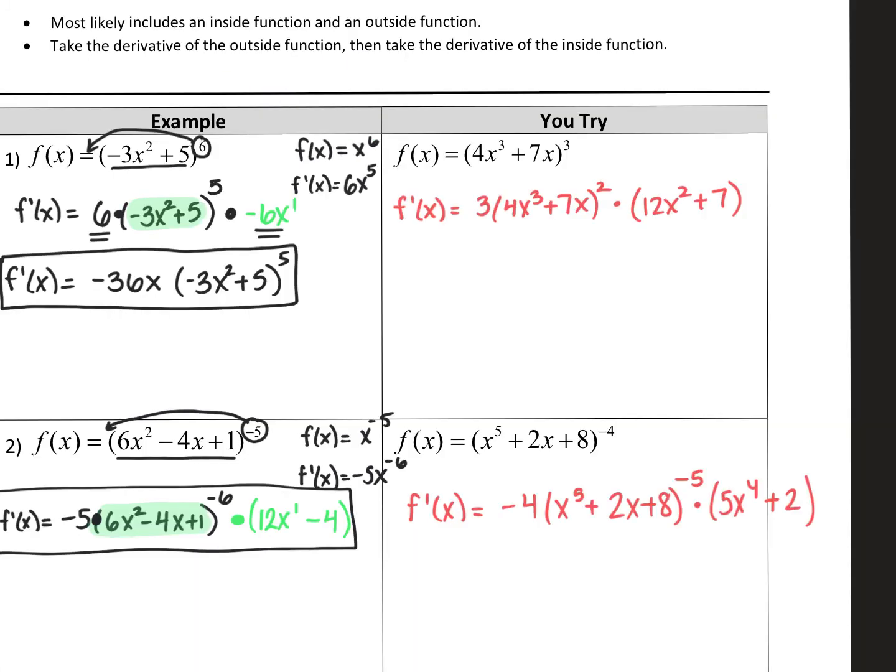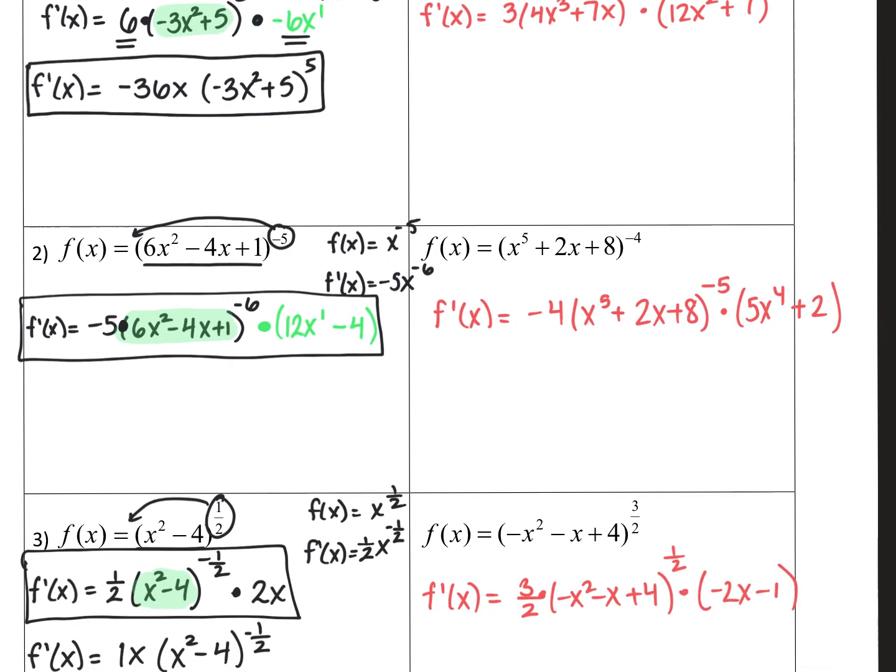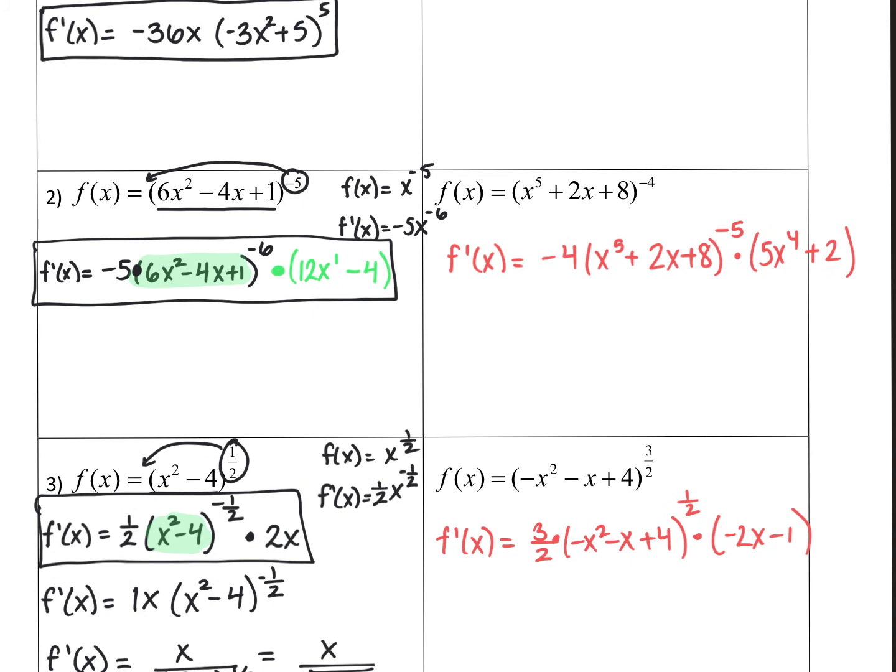All right, here are your answers. Just a couple things to note about the first one is that when you bring the power in front and then reduce the exponent, when you take the derivative of the inside, it's more than one term, so we're going to need parentheses around it. If you don't have the parentheses, it's technically not the right answer, so make sure you have that around this piece. Here's the answer for number 2.